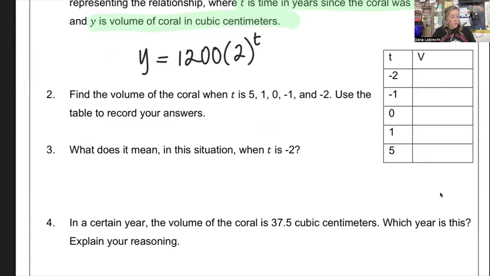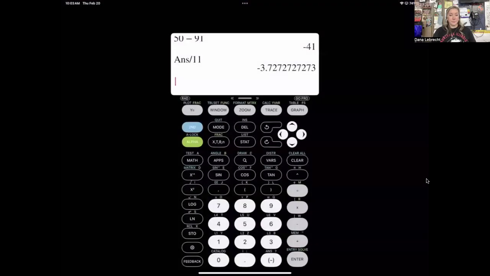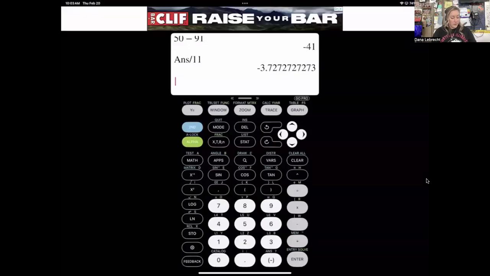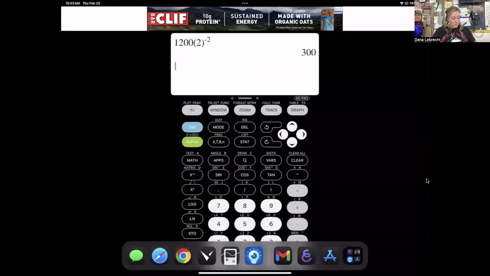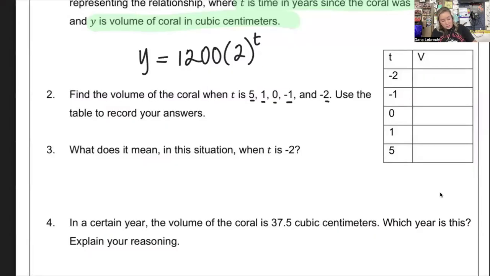So now we want to find the volume of the coral when t is -2, -1, 0, 1, and 2, and 5. So we can just use our calculators for this. So if we're on our calculator, we can take 1,200 times 2 to the -2. We're going to put that in as our exponent, and we get 300. So that's what's going to go in my table here. Okay, and I want you guys to pause the video and complete the rest of the table.